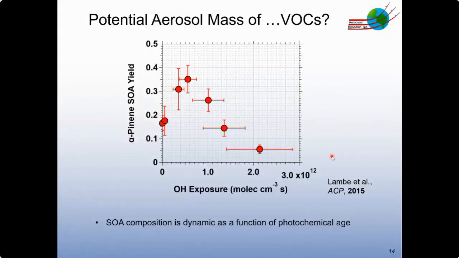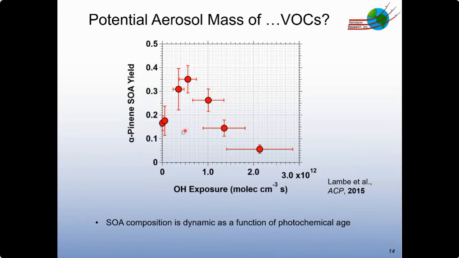But it turns out that while the concept of PAM is straightforward for inorganics like SO2 that only have a single oxidation product, the interpretation of that is more nuanced for organics, which make many oxidation products and whose composition is dynamic over a range of photochemical aging conditions. And I showed one example of that here, where I'm showing the yield of SOA formed from alpha-pinene, which is one of the most commonly studied biogenic VOC precursors to SOA.